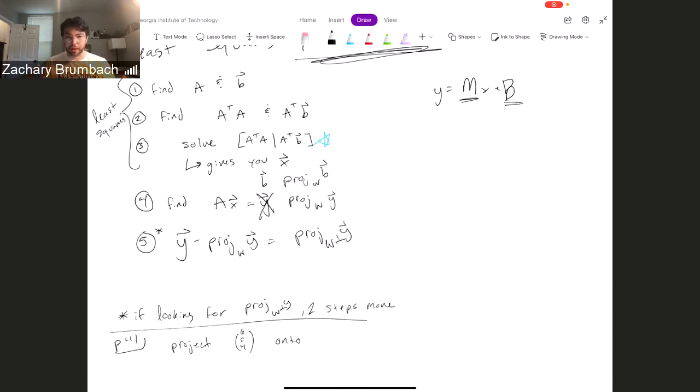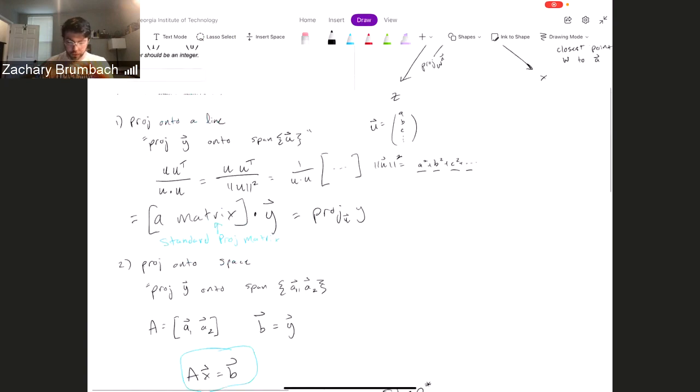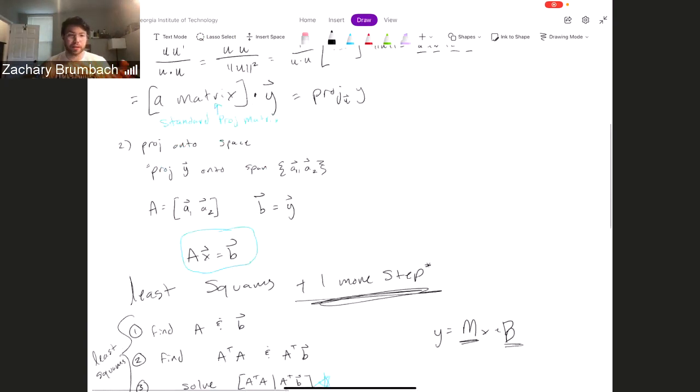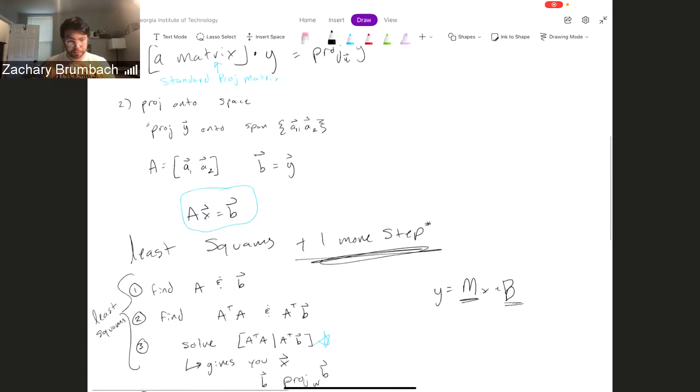Okay. Any questions on this so far? Kind of just like a mini lesson review of all of this stuff revolving around projections, orthogonality, and then least squares within that. Okay.